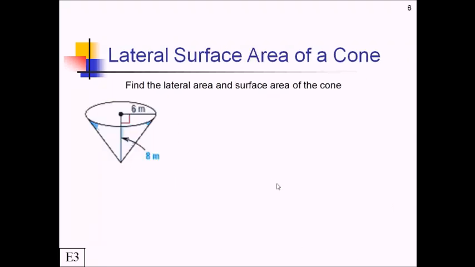At this point, we're going to switch to cones and other curvy shapes. We want to find the lateral area and surface area of this cone here. Now, in general, we can say lateral area, again, is 1/2 perimeter times slant height. This is kind of like a pyramid, only with a curved base. So instead of perimeter, we could use circumference. So 1/2 times 2 pi r times L.